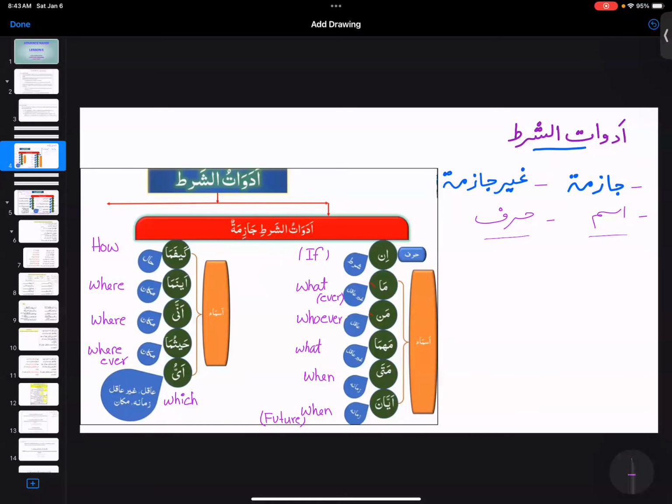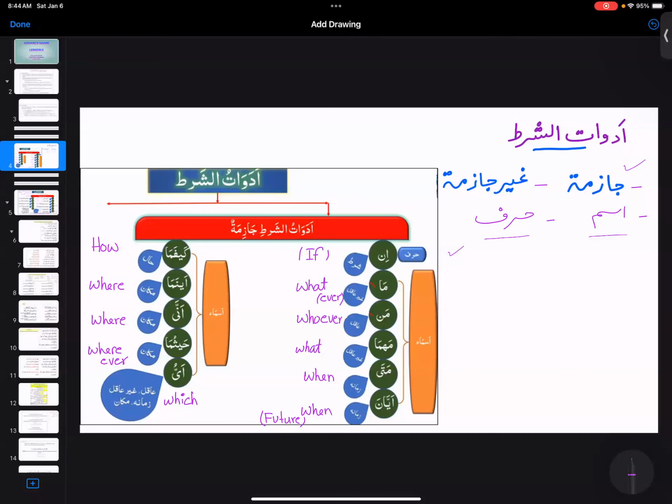So now let's see. And just as I told you, today inshallah we are only going to talk about advatu shart jazima, right? And this is basically a list over here. And how many harf do you see in there? Only one. Only one, in, is harf over there, and the rest, all of them, are asma. So they are all ism. So we can remember that in advatu shart jazima, only in is harf over here, and the rest are all asma. And what are they? We are familiar with some of them, but not all of them.